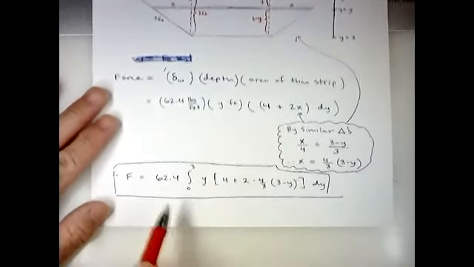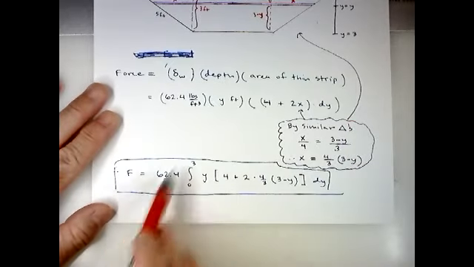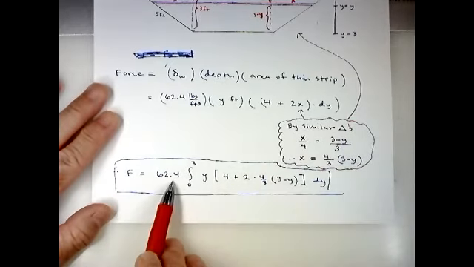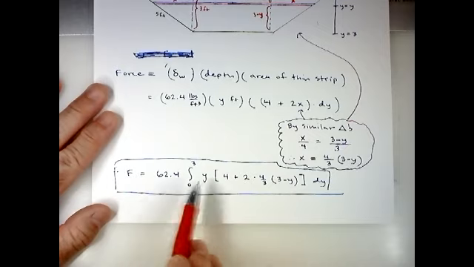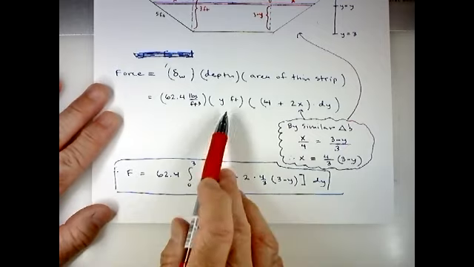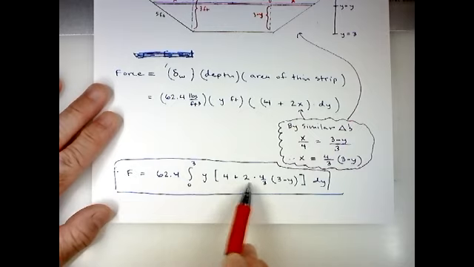And the total force is all of that multiplied together. I took out the 62.4. The integral would go from 0 to 3 of y times 4 plus 2, and this was my x that I solved for here, dy.